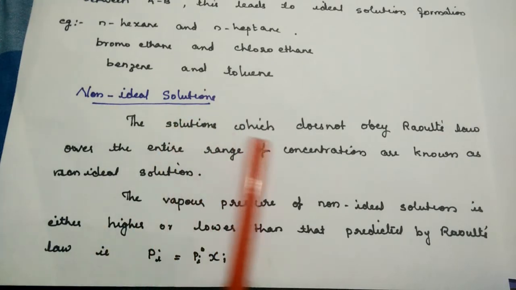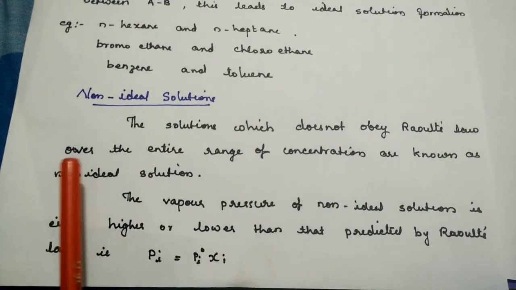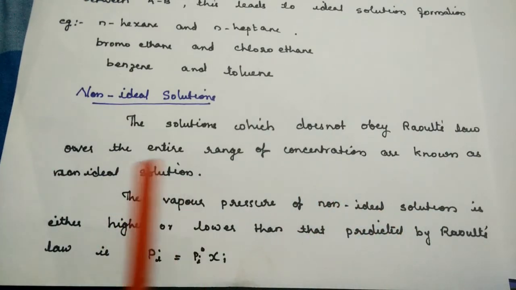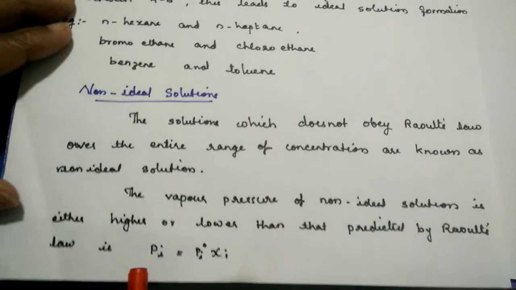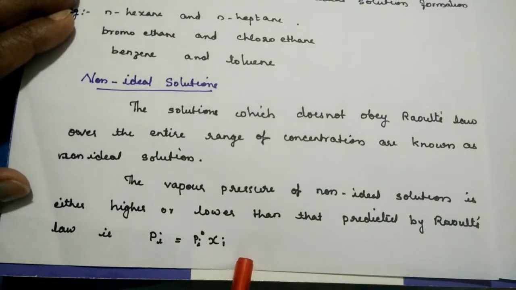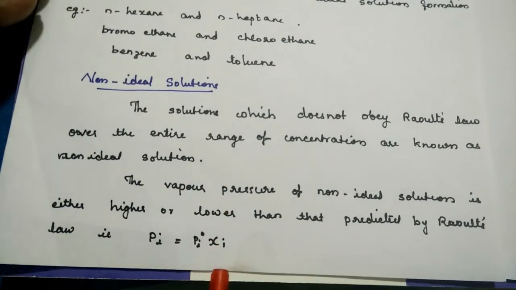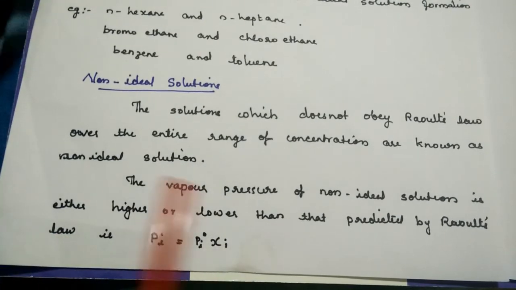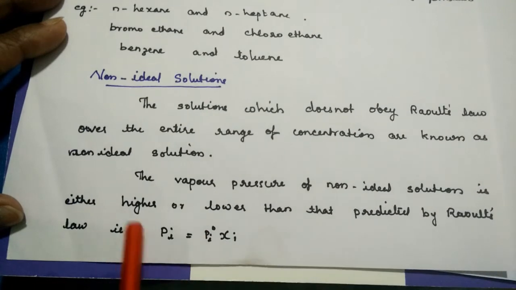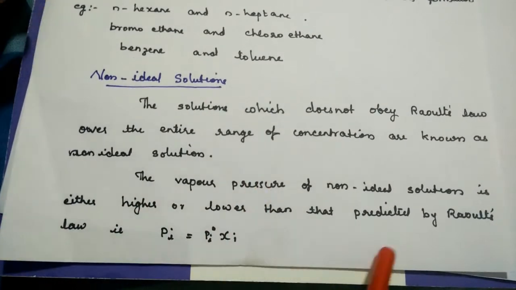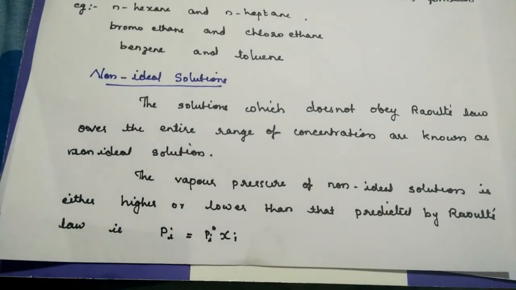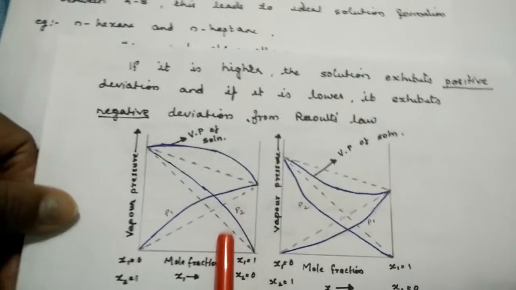Non-ideal solution. The solutions which do not obey Raoult's law over the entire range of concentration are called non-ideal solutions. An ideal solution obeys Raoult's law, that means Pi is equal to Pi0 into Xi. Not obeying means Pi is not equal to Pi0 into Xi. That means the vapor pressure Pi may be higher or lower than the expected one. If the vapor pressure is higher than expected from Raoult's law, we say it is positive deviation, and if it is lower than the expected one, we say it is negative deviation.